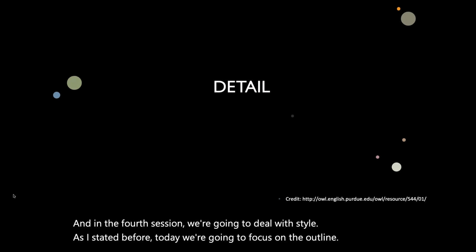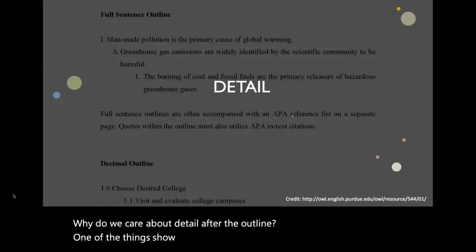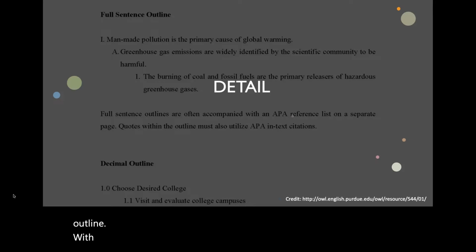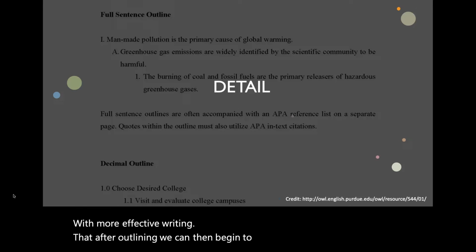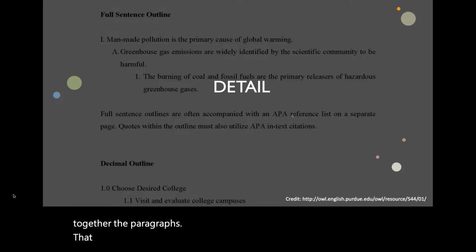Why do we care about detail after the outline? Well, one of the things you'll note is that the detail will help us to fill in the outline with more effective writing, that after outlining, we can then begin to develop our paper and put together the paragraphs that mirror and match our thesis and our initial purpose.